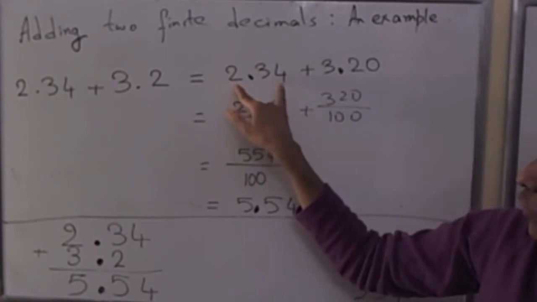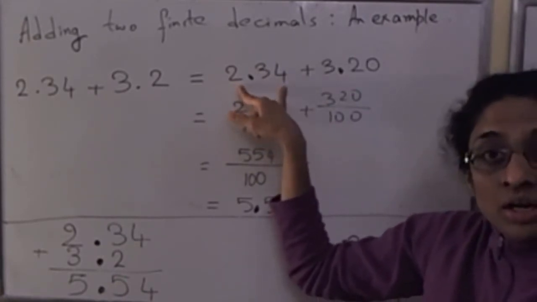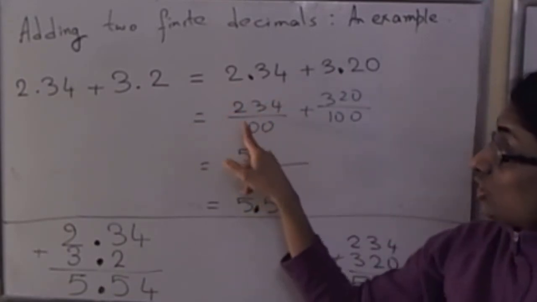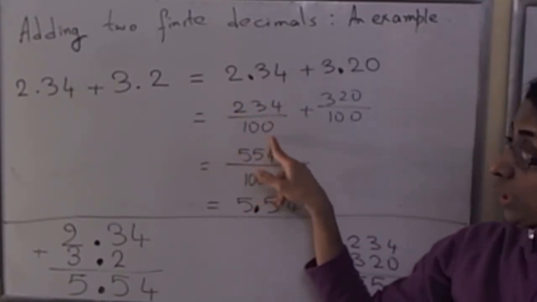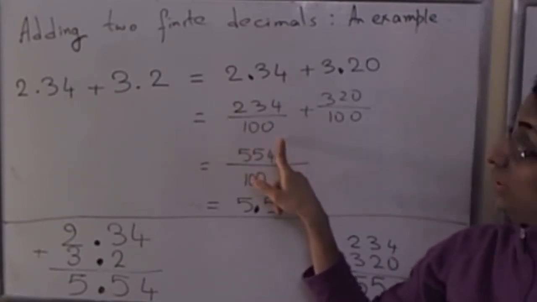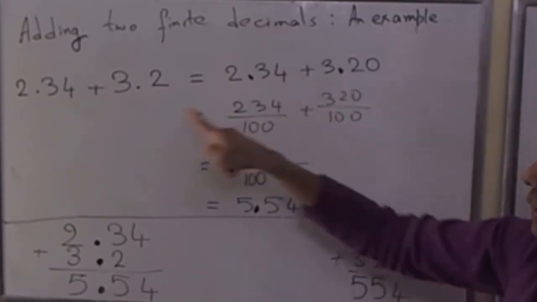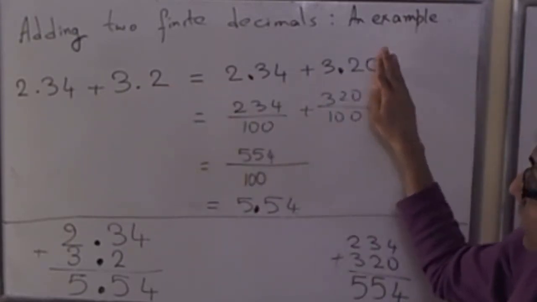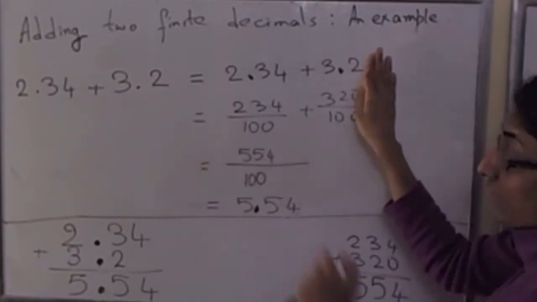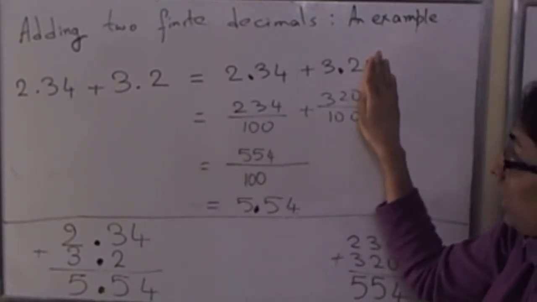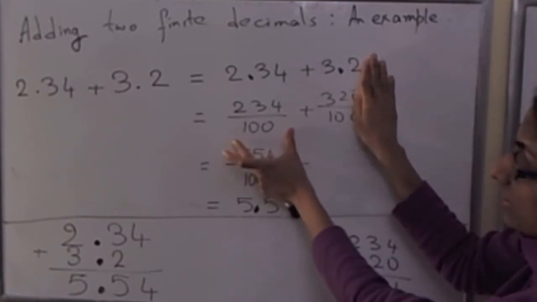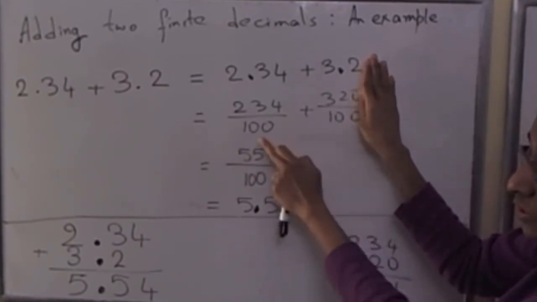So 2.34, when we rewrite it as a decimal fraction by definition, is really 234 over 100. In other words, this is just a name for 234 over 100. Similarly, let's look at 3.2. If I hadn't attached that zero, and if I rewrote 3.2 as a decimal fraction, I would get 32 over 10, and then I would have to add these two fractions with unlike denominators.